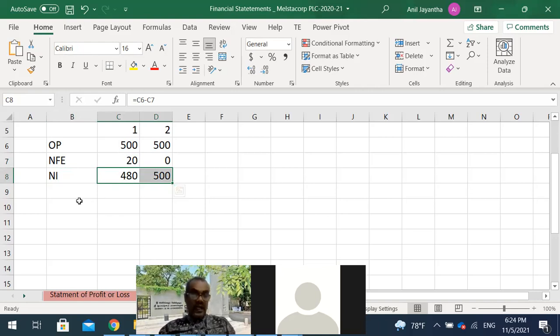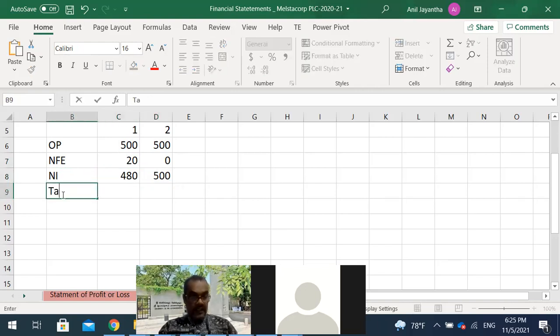Now, when it comes to taxation, the impact of taxation, that is what we call tax savings. Tax at, we'll say, 30%.